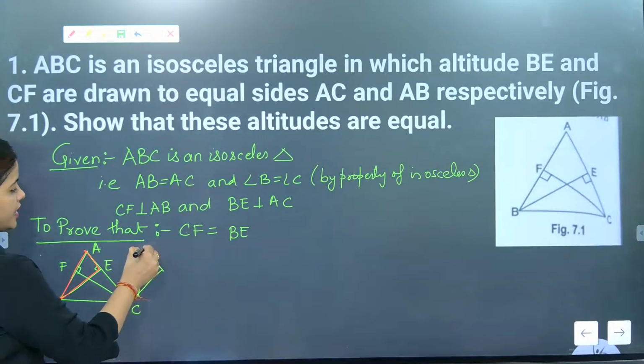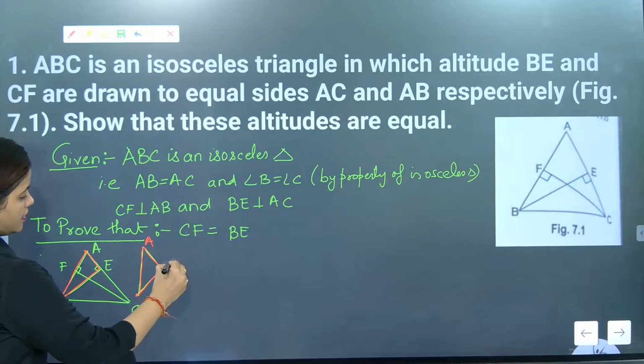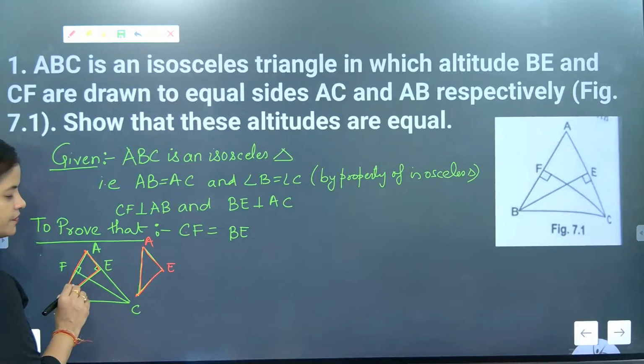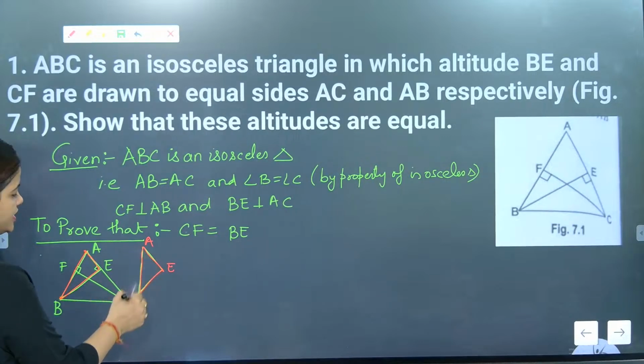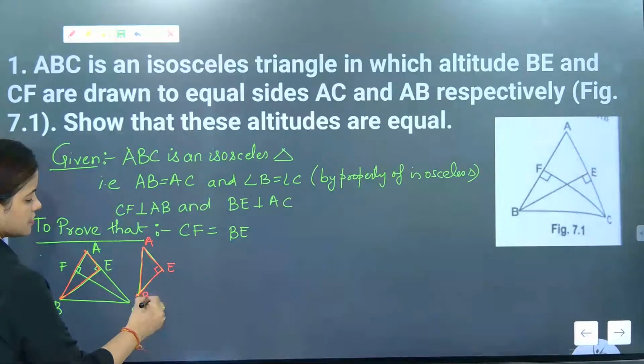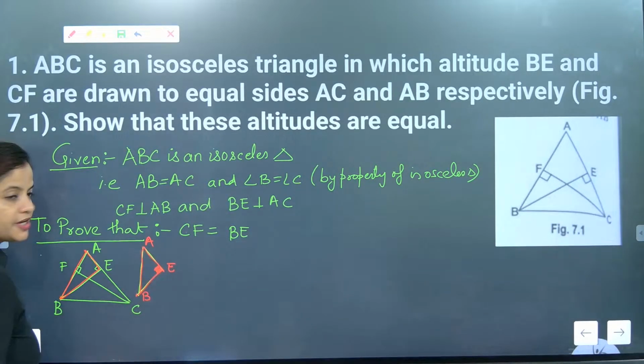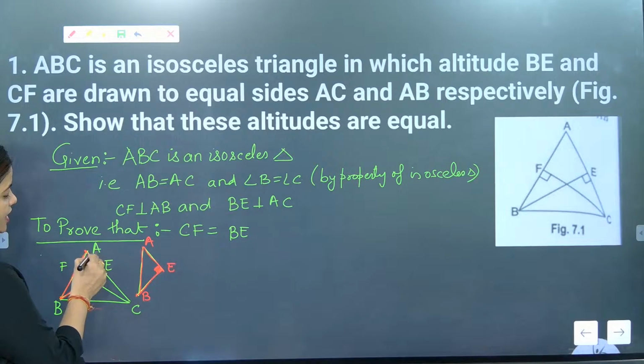Got it? So here, this triangle I have taken out first. In this triangle, this is A, this is E, and that side is C. AEC. But here, AEB. Got it? So this is perpendicular. Now this is complete angle A.